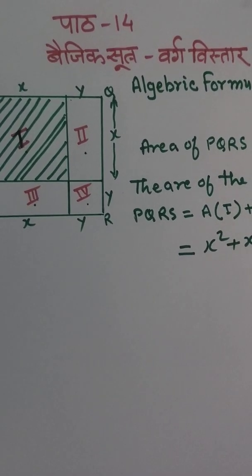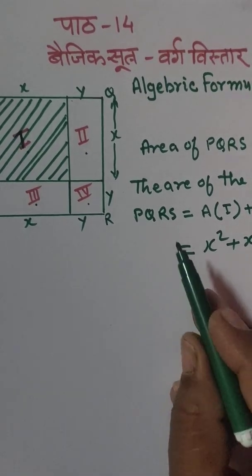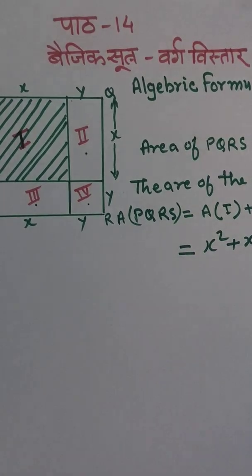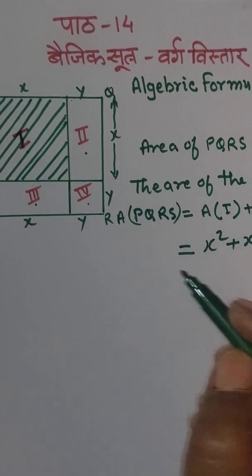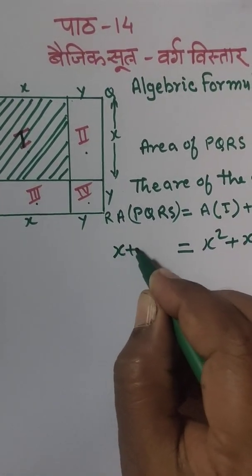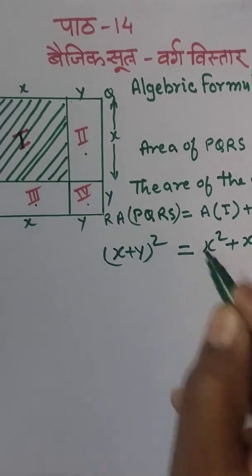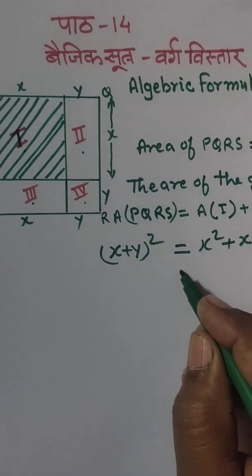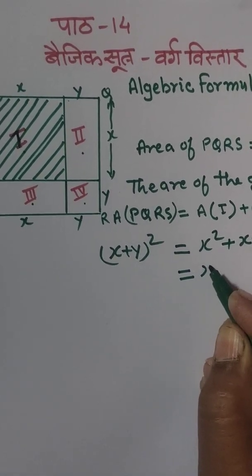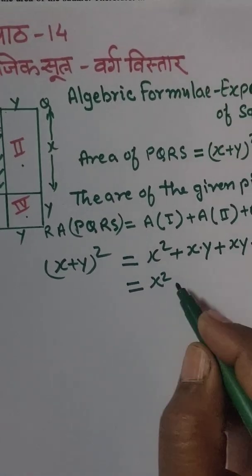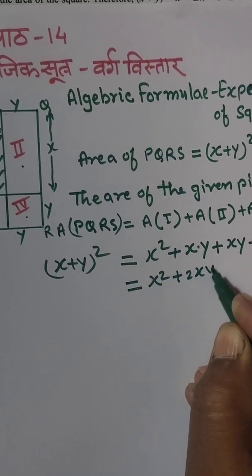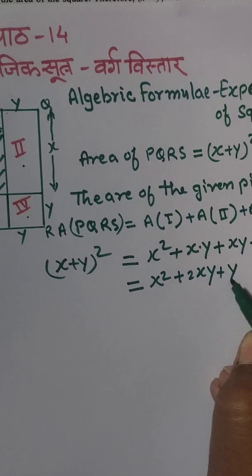Okay, then what are you seeing here? Area of PQRS is equal to (x plus y) whole square. Now what are you seeing here? This is equal to x square plus 2xy plus y square.